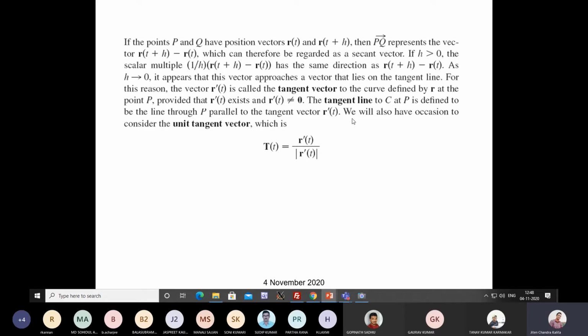We will also have occasion to consider the unit tangent vector, as I have told you. Some would use capital T, and this is the unit tangent vector. Okay, fine.